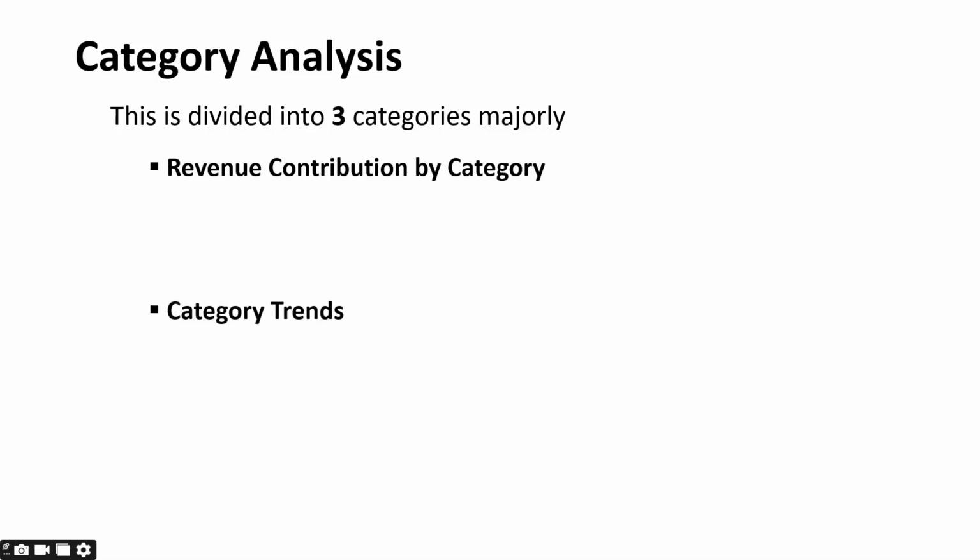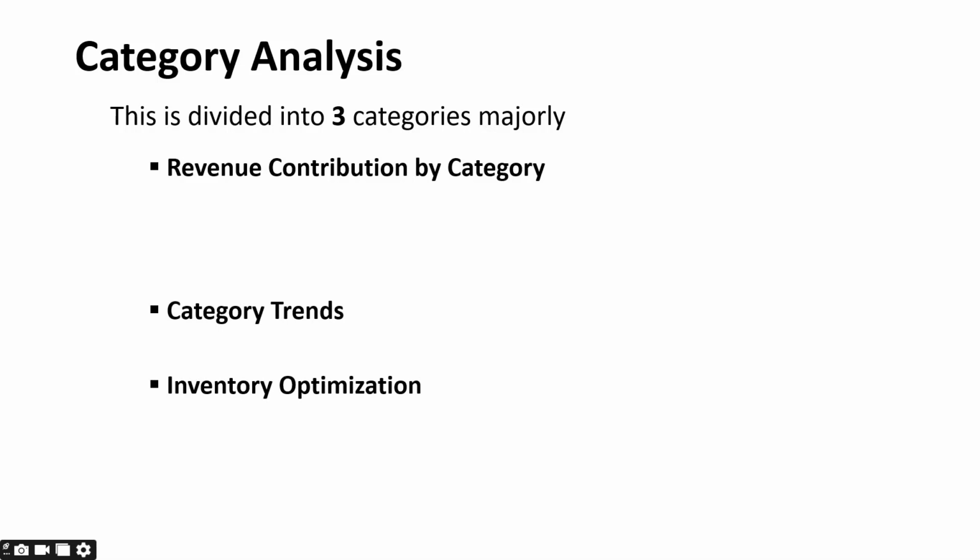Under category analysis, I divided it into three categories as well. The first one is revenue contribution by category. We want to know how much is being contributed by each of the categories. The second one is category trends. And the last one is inventory optimization.